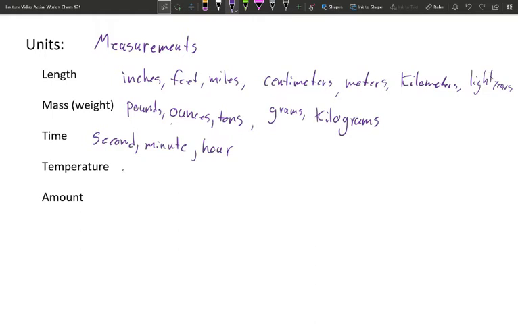Temperature, there's a couple units for it. There's Fahrenheit, there's Celsius, and there's Kelvin. And amount, well, most people just usually count. We think, oh, 100. We think of it as the number, but technically that means a certain number of individual things. A dozen maybe works a little better. Think about a dozen, that's 12. So if you have 3 dozen, you have 36 of something. So dozen is an amount. A gross is 144 things.